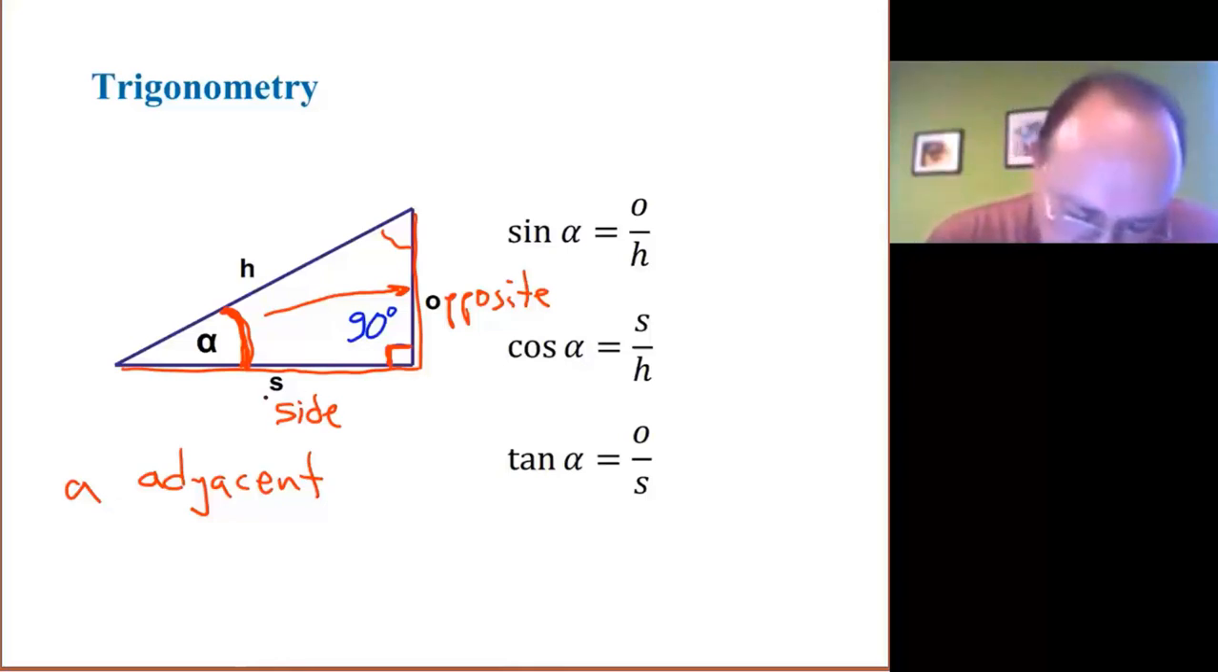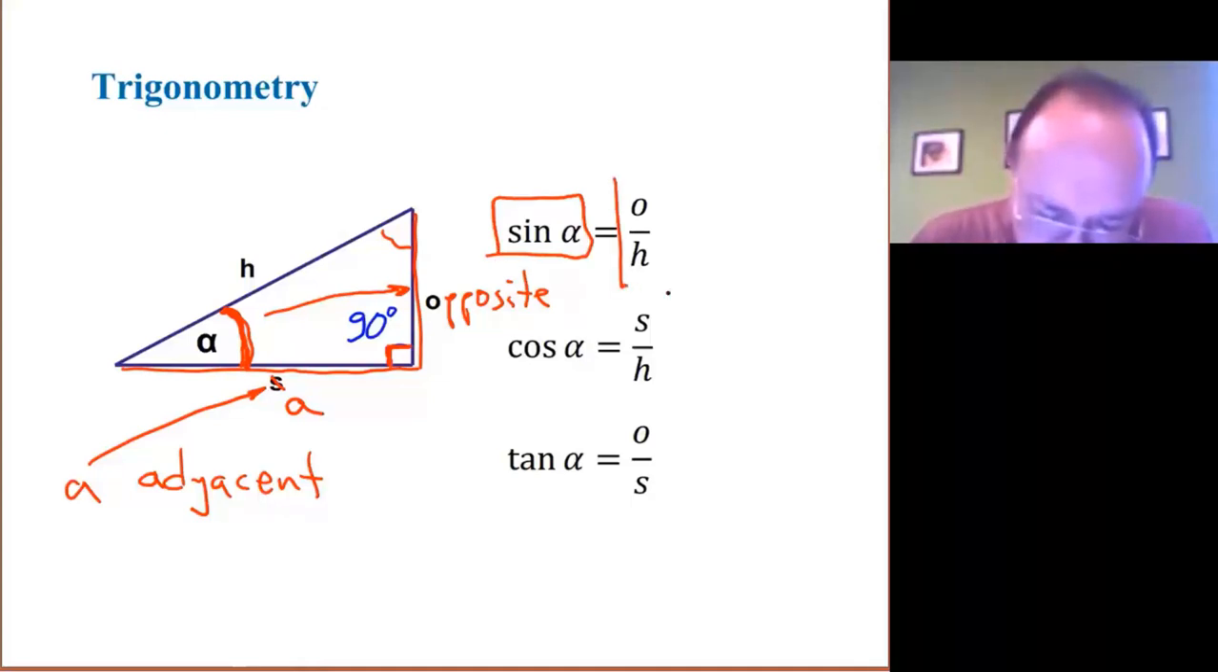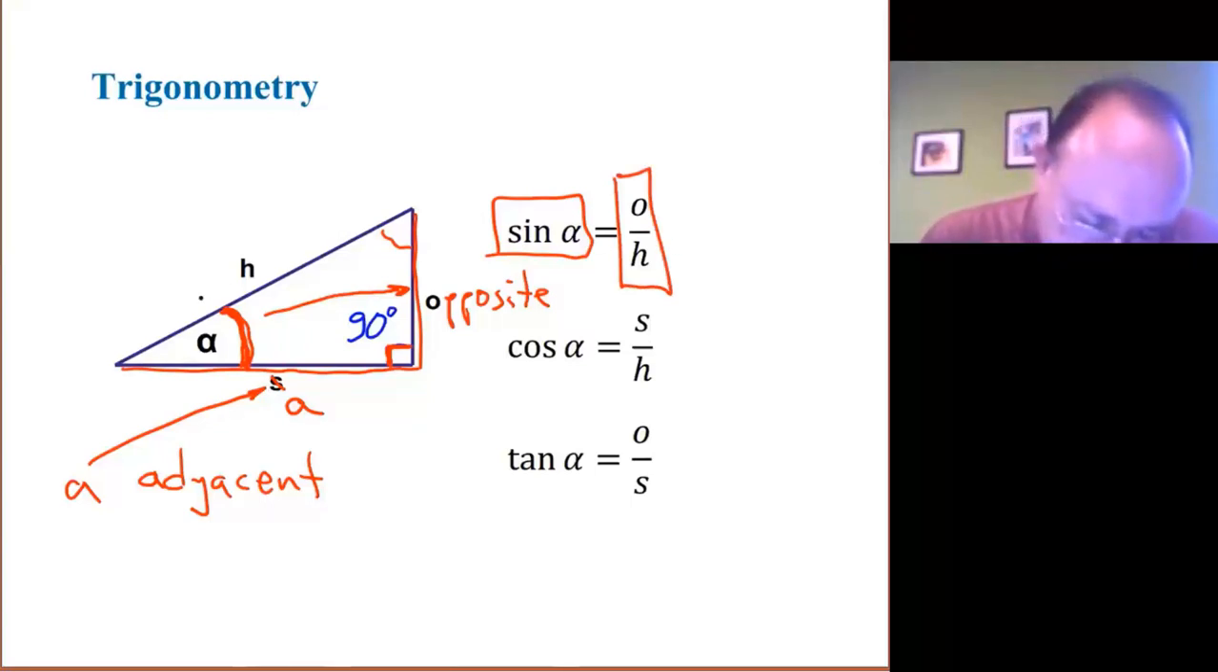Let's keep with the A, adjacent. I think I like it more, A, adjacent. So remember, the sine of the angle can be found as the ratio of the opposite side over the hypotenuse. Oh, I didn't mention that, maybe the most important.